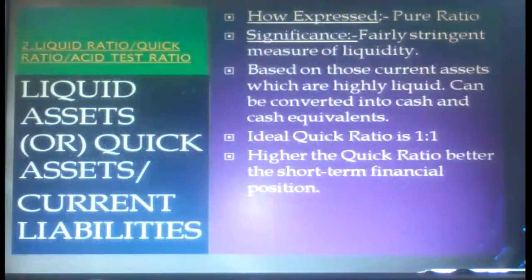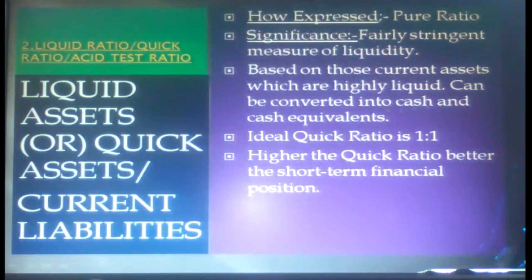Then going to the second one, it may be called the liquid ratio, quick ratio or acid test ratio. What is the formula here? Liquid assets or quick assets divided by current liabilities. How is it expressed? Here also we express it as a pure ratio. What is the significance here? We are preparing this ratio as a fairly stringent measure of liquidity.